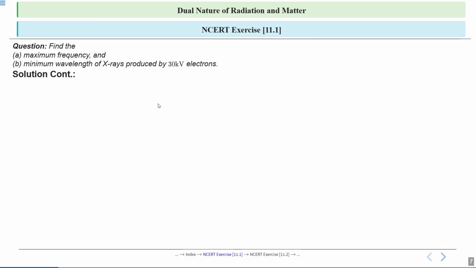So we know the formula of the energy E is equal to h nu, where h is Planck's constant. Its value is 6.626 into 10 raised to the power minus 34 joule second. So nu is equal to E by h. This means that if we know the energy of the X-ray photon, we can directly calculate its frequency by dividing by Planck's constant.